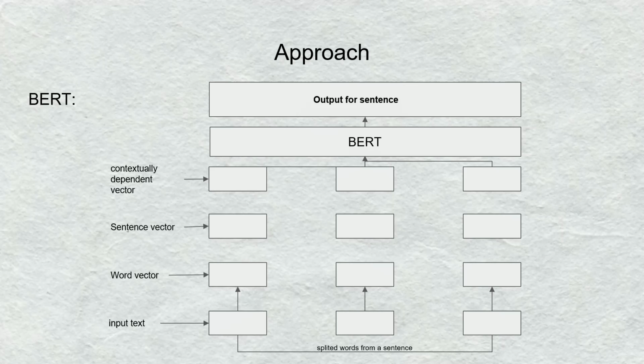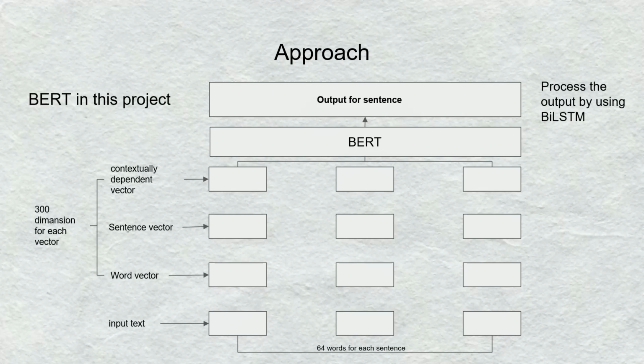This is an example of the BERT model. We split each word from the sentence, and for each word we transform it into three different vectors: word vector, sentence vector, and contextually dependent vector. These three vectors will be the input of the BERT model, and we will deal with the output by using BiLSTM as the first model.